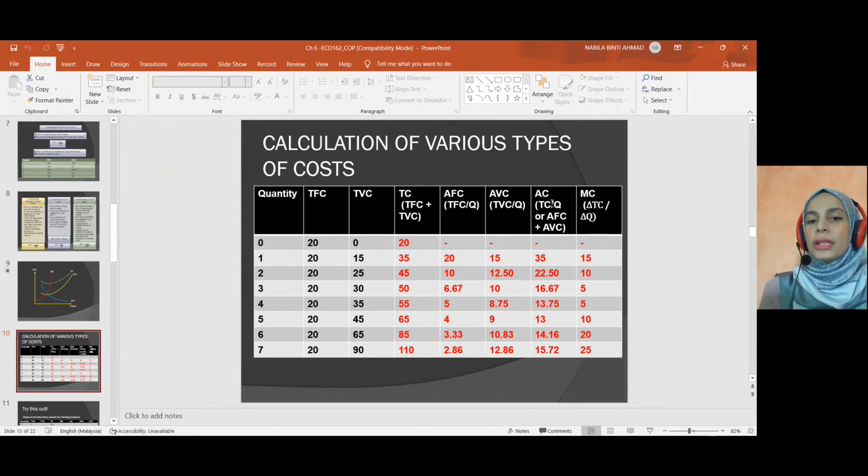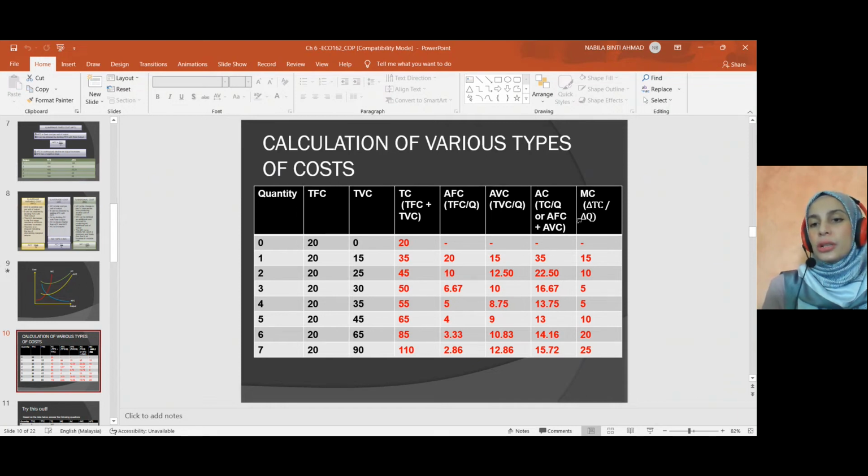Bagaimana nak cari average cost? Sama ada average fixed cost, kita tambah average variable cost, 20 campur 15, 10 campur 12.5, 6.67 campur 10, kita dapat. Ataupun ambil total cost di sini bahagi dengan quantity. 35 bahagi 1, 45 bahagi 2, dapat amount yang sama.